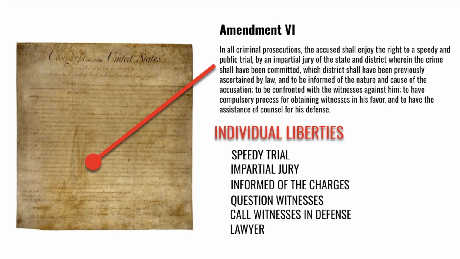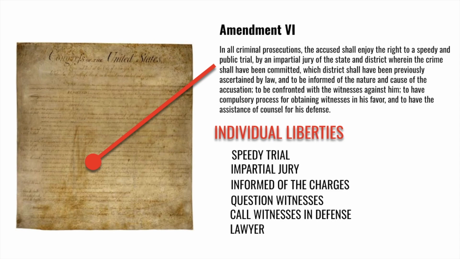The Sixth Amendment, again, guarantees numerous individual liberties. In criminal prosecutions, you have the right to a speedy trial. You have the right to an impartial jury. You have the right to be informed of the charges against you. You have the right to question witnesses who testify against you. You have the right to call witnesses in your defense. And of course, you have the right to counsel. You have the right to a lawyer.